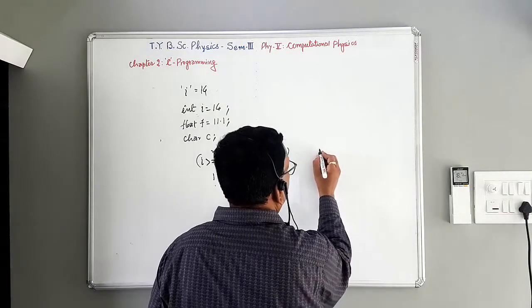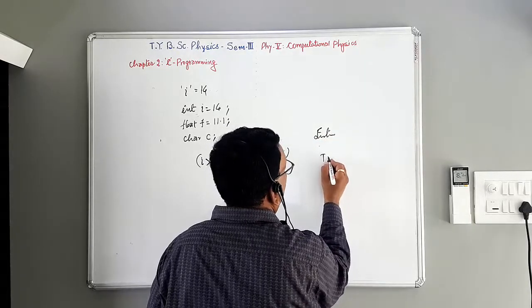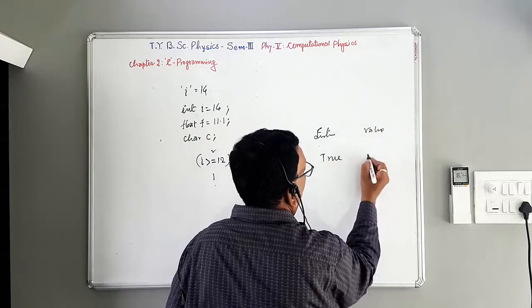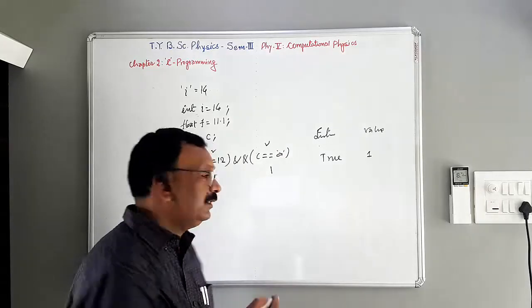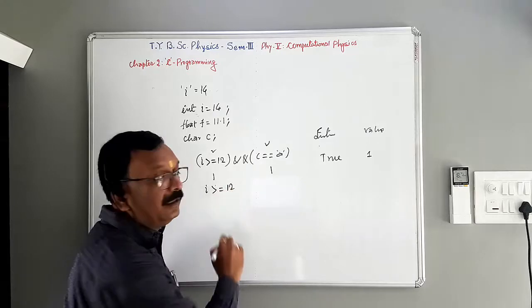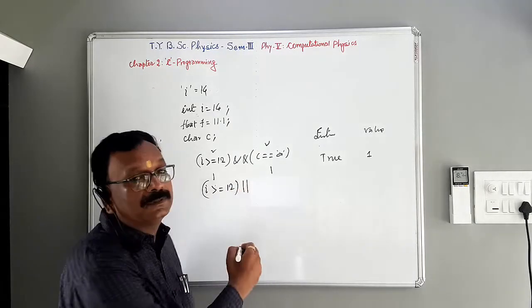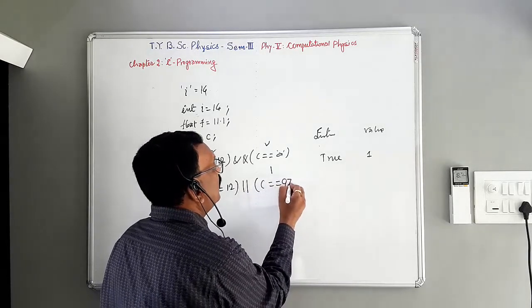This is interpreted as true, and we assign the value 1. Now we are going to check another expression. Suppose I is greater than or equal to 12, or C is equal to 97.